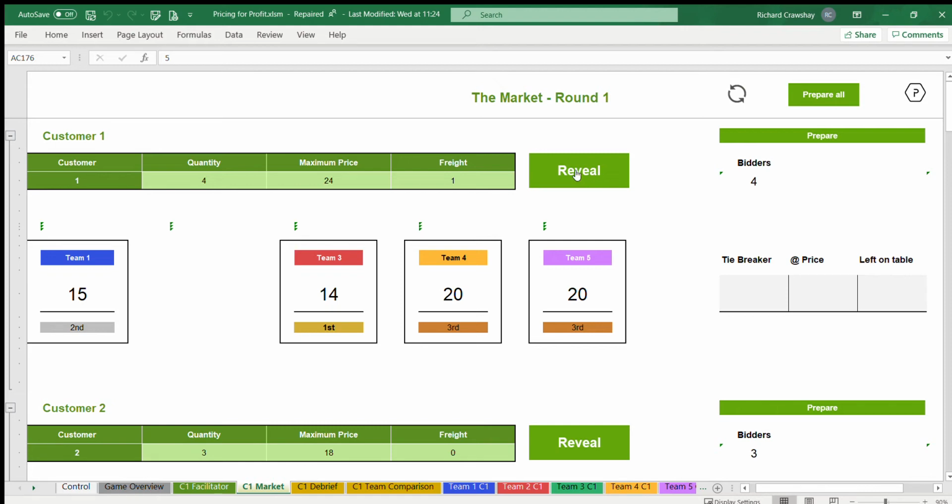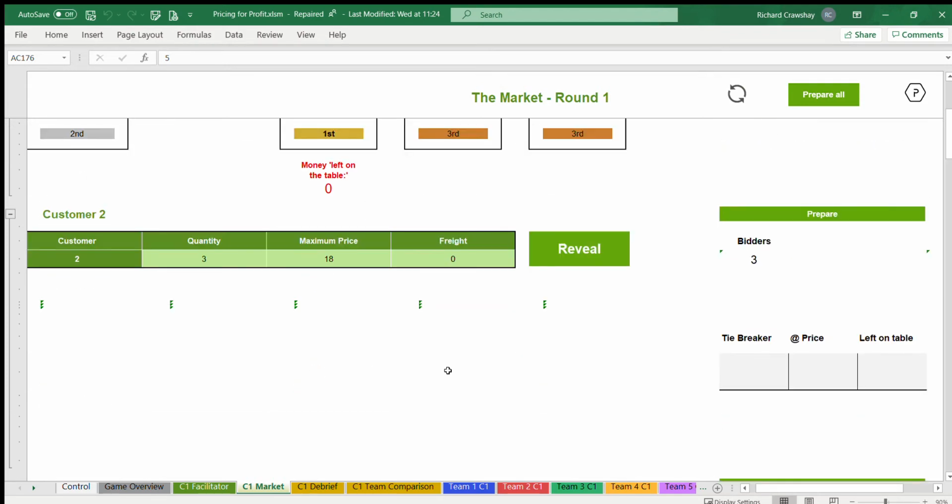Now, we have a feature here for the end of each customer order to find out whether there's anything which we call money left on the table. Now, money left on the table in this example is 0 because Team 3 could not have won this business with a price any higher than 14. If they had put in a bid of 15, they'd have tied with Team 1 and then would have had to go through a tiebreaker. So in this instance, Team 3 have really priced well because they've left 0 on the table.